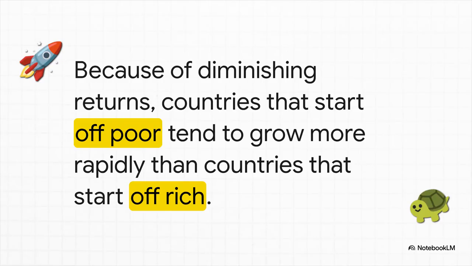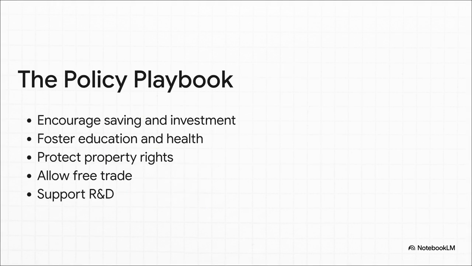It's this powerful idea that if all the other conditions are right, countries that start off poor have the potential to grow much, much faster than countries that are already rich. They can get those massive gains from their first big investments, while rich countries are already on the flatter part of the growth curve. So what's the government supposed to do with all this information?